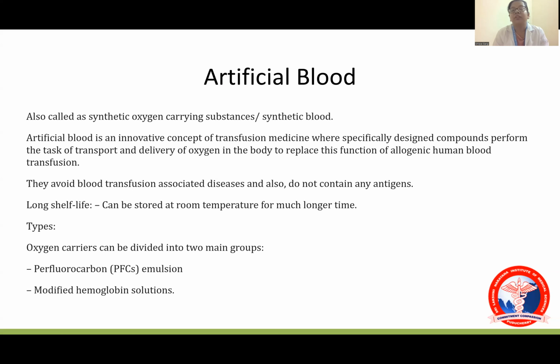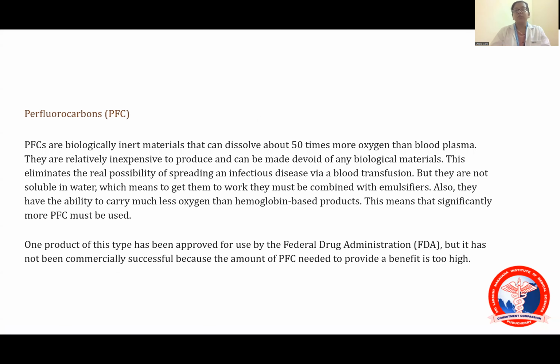Oxygen carriers can be divided into two main groups: first, perfluorocarbon emulsions or PFCs. Second is modified hemoglobin solutions. First, we'll discuss PFCs. PFCs are biologically inert materials. They can dissolve about 50 times more oxygen than blood plasma, and they are relatively inexpensive to produce and can be made devoid of any biological material.